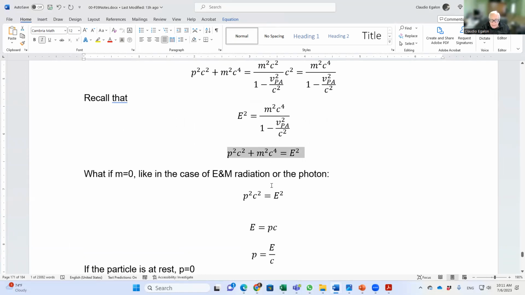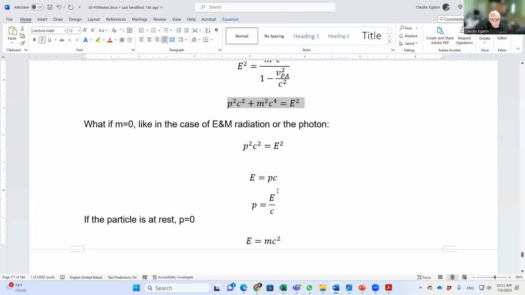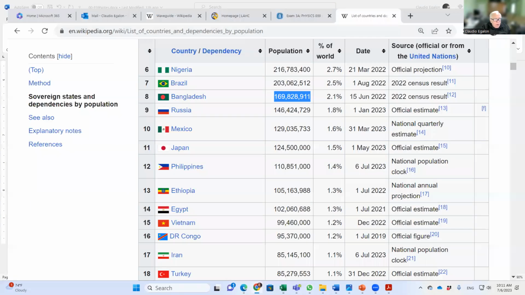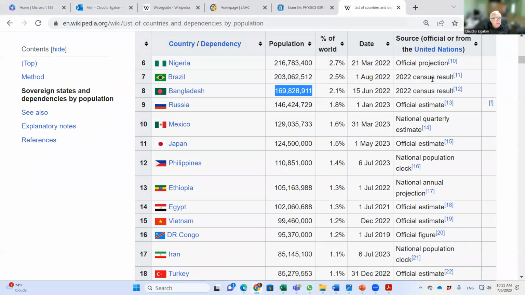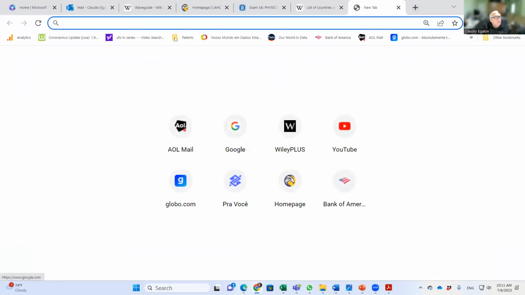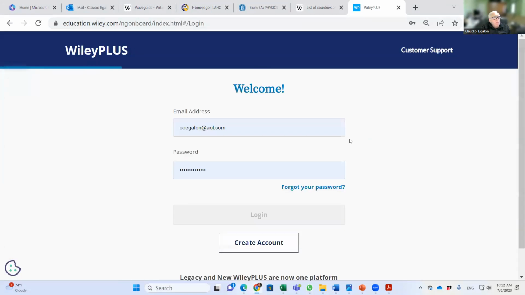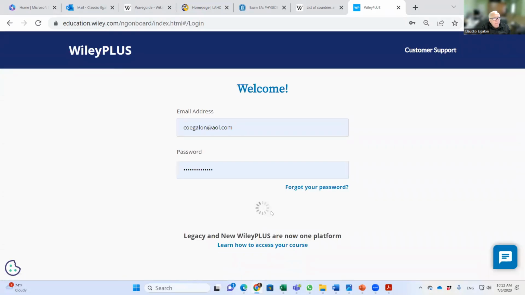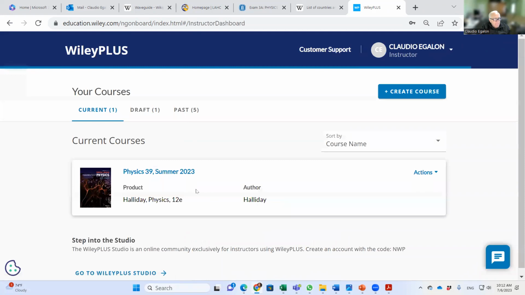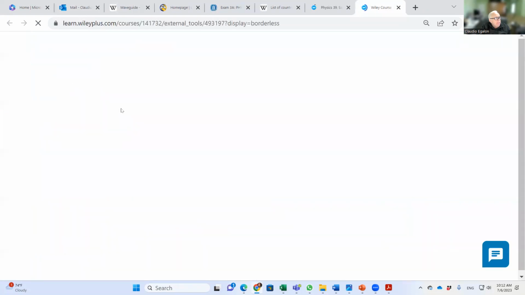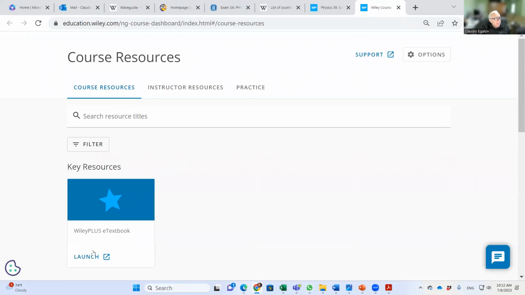I think, let's see, 10:10 now. Let's take a look at the book. What we have in the book, so you can have an idea that we're covering everything. Login.